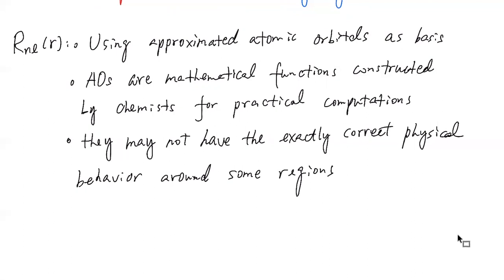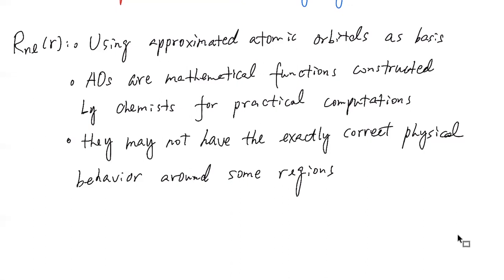So in a practical molecular quantum mechanical calculation, the atomic orbitals are mathematical functions. They have, of course, certain physical character. They have certain physical origins, but do not take them too seriously. Do not think of them as the physically exact solution of an actual many-electron atom. They are not. They are mathematical functions constructed for calculation.